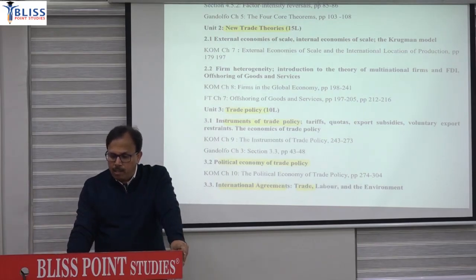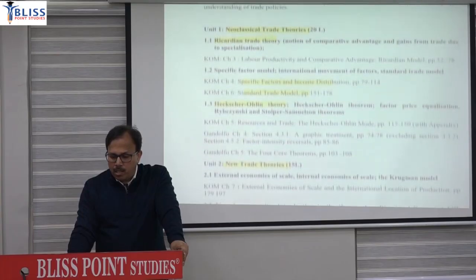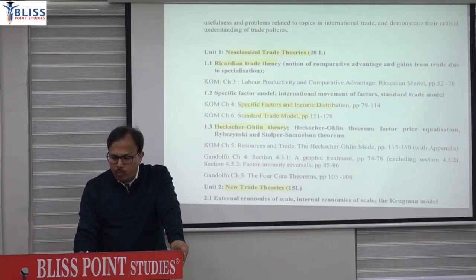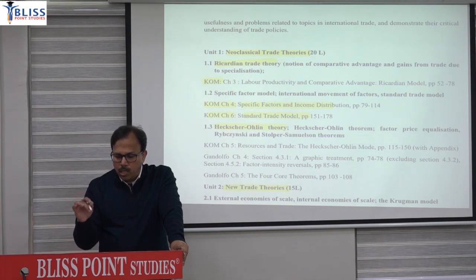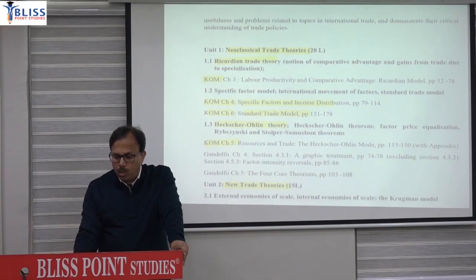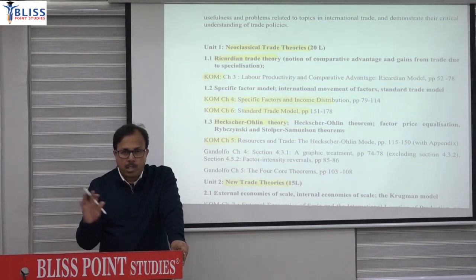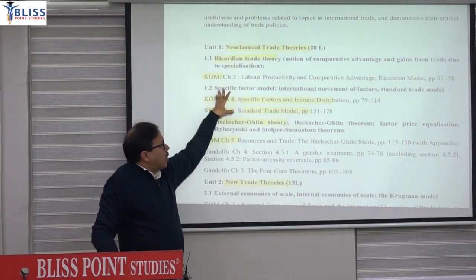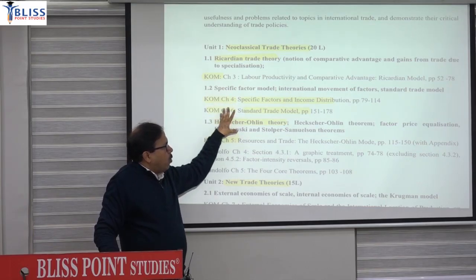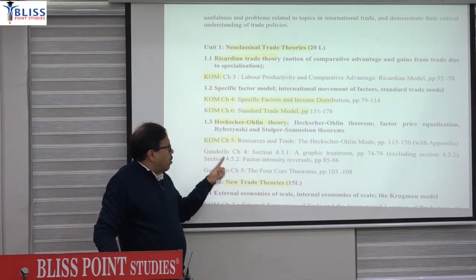Mostly we can find that in terms of the reading, it is Paul Krugman. So wherever it is written KOM, it is basically Krugman. So Paul Krugman की जो reference book है, it is used in chapter number 3, chapter number 4, chapter number 6, chapter number 5. So chapter number 3, 4, 5 and 6 all. नियोक्लासिकल का जो कंसेप्ट है बेसिकली वो आपको पॉल क्रुगमैन से रेफर करना, but one chapter of Gandolfo is also there, the 4 core theorems, so that is included.